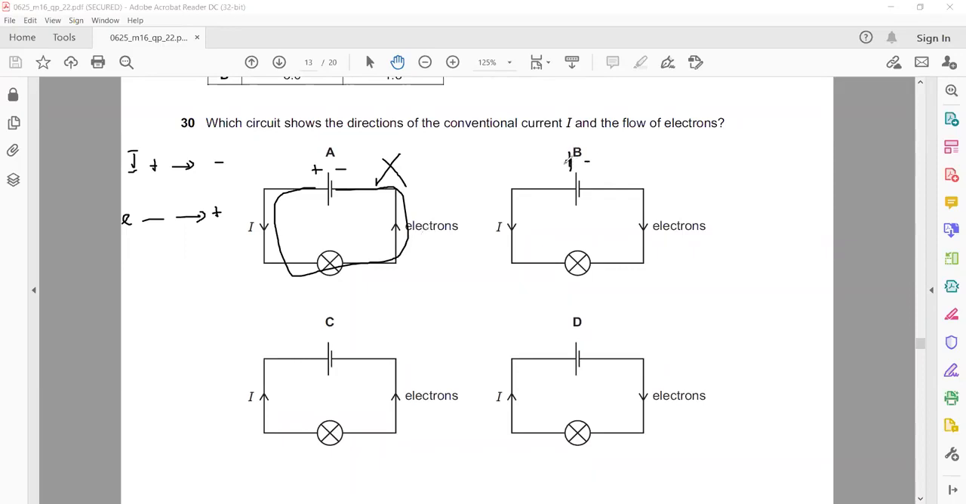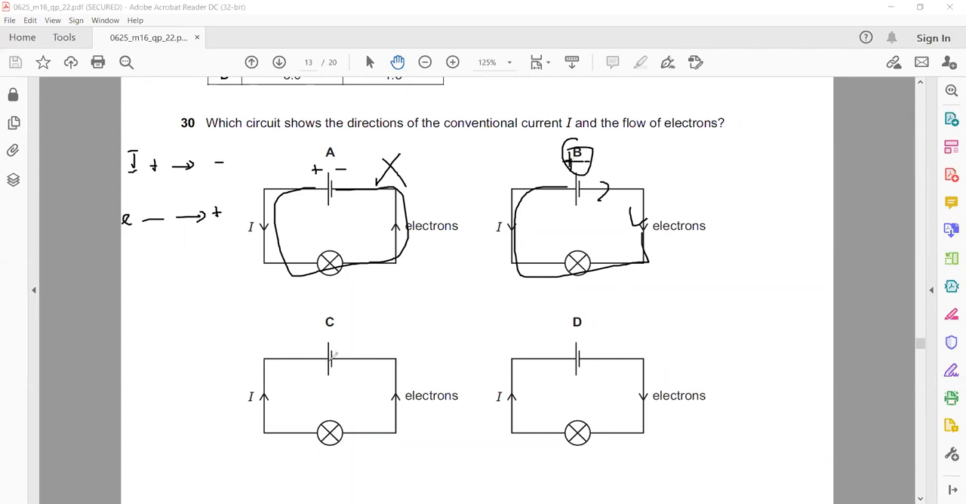When you check the second one, B, the current is from positive to negative, so that's true. It's according to current. And electron flow is opposite. It is from negative to positive. So that is also given correctly. So B is the correct answer for this.